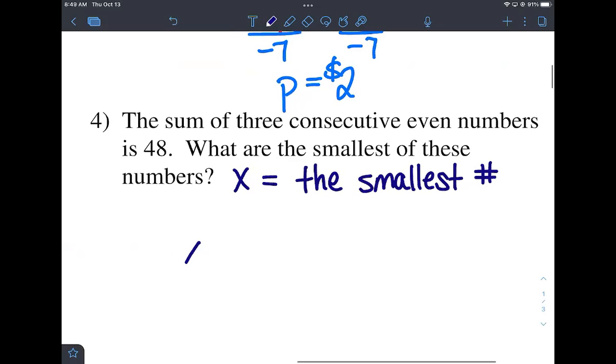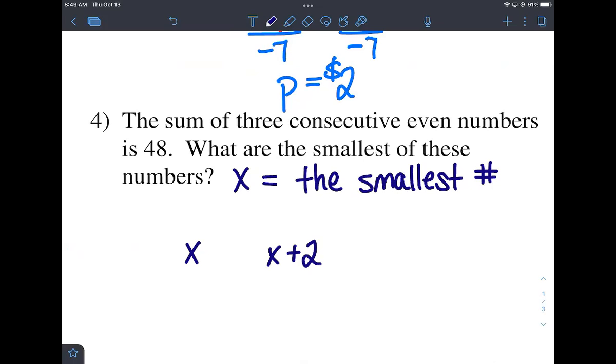So x is in my equation. There's the first number. Let's pretend, again, for simplicity's sake, that x was 10. It's probably not. It wasn't last time, but let's just say it was 10. What would the next even number be? 12. So it would be x plus 2. Yeah. So if x is 10, then 12 would be x plus 2.